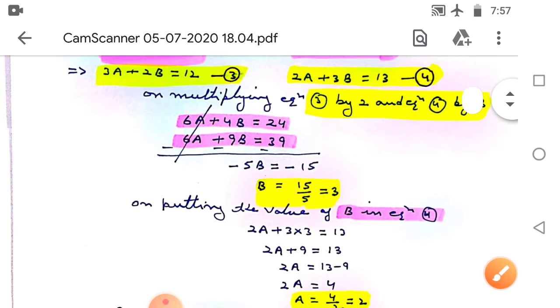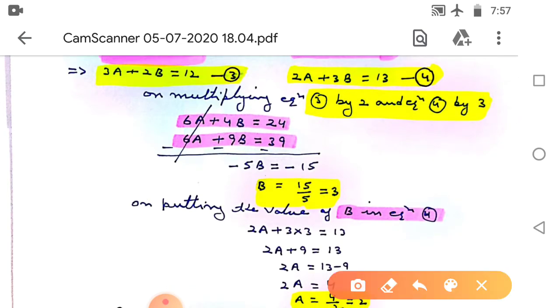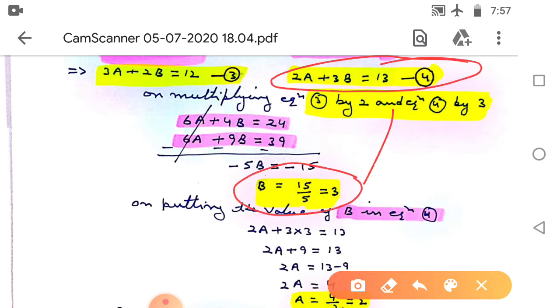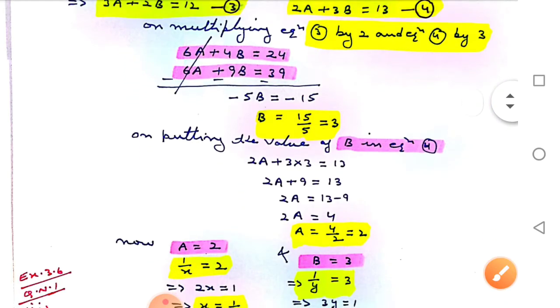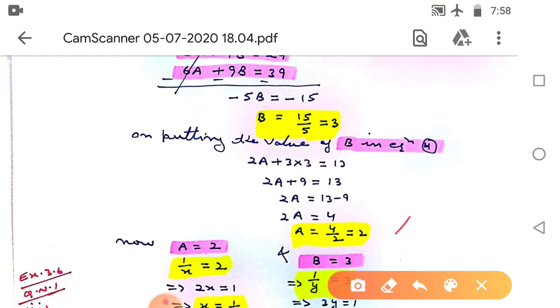look at, this is your equation 4. Put the value of b as 3 in this equation. So 2a plus 3b, here 3b is 3 into 3, is equal to 13, so 2a plus 9 is equal to 13, so 2a is equal to 13 minus 9, and a is equal to 2. So the value of a is 2 and the value of b is 3. Clear?